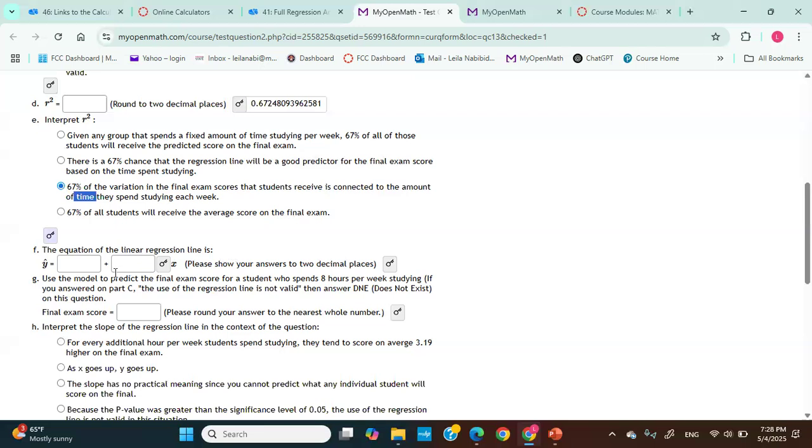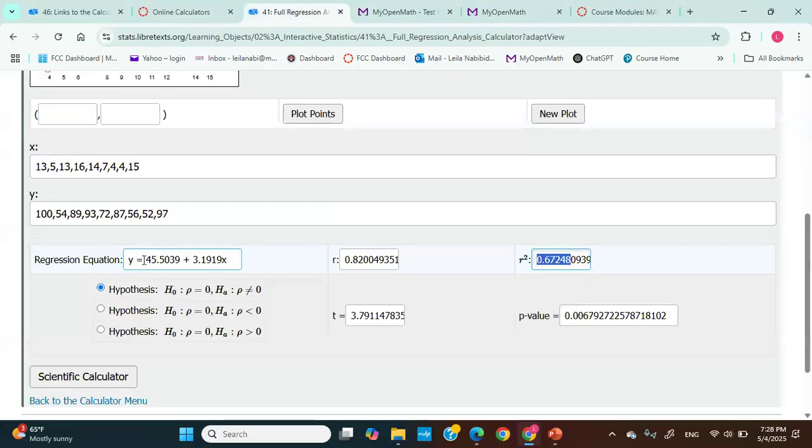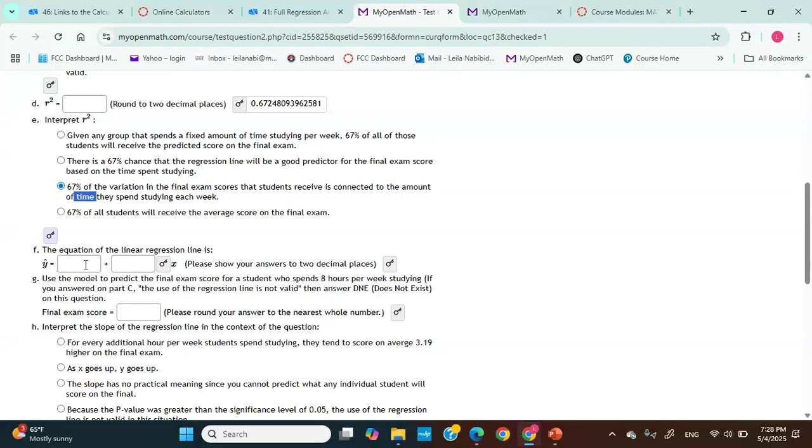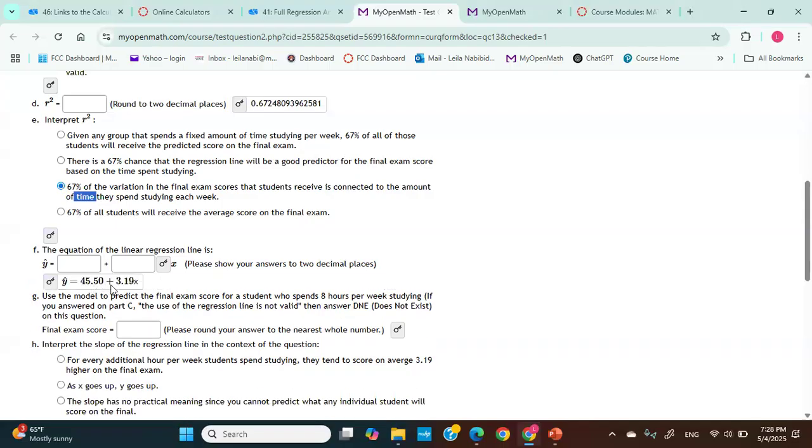Now, the next part is asking you to write the equation of the regression line. Again, we have it on the online calculator. It's 45.5 plus 3.19x. Let me show you the answer. 45.5 plus 3.19x. That's the equation of the regression line.